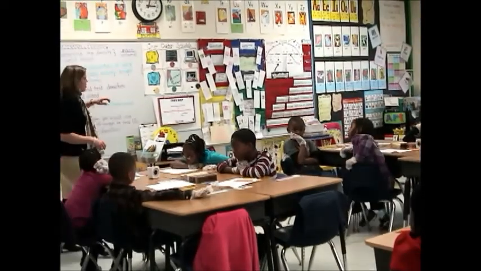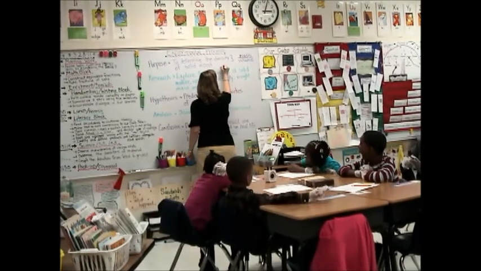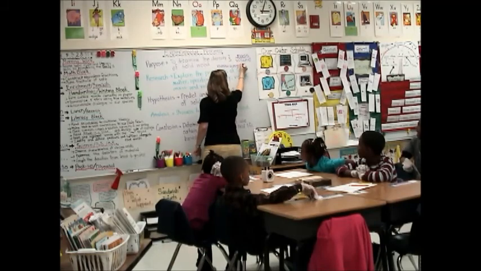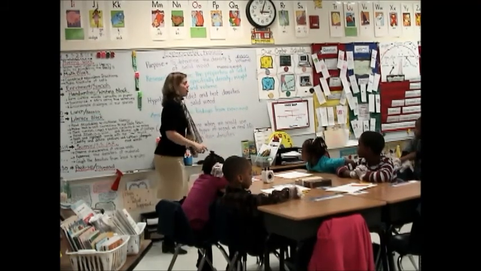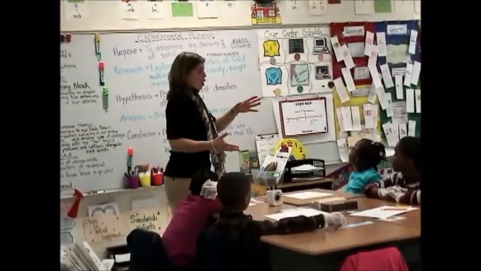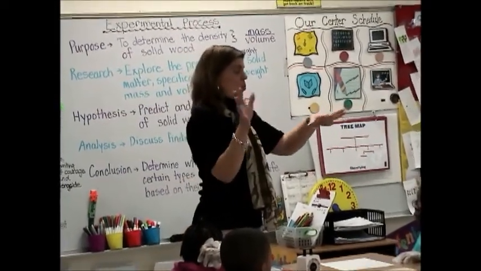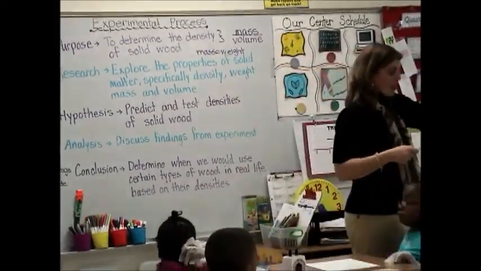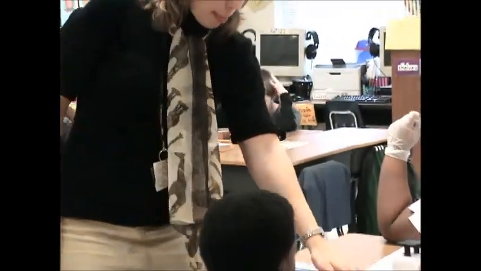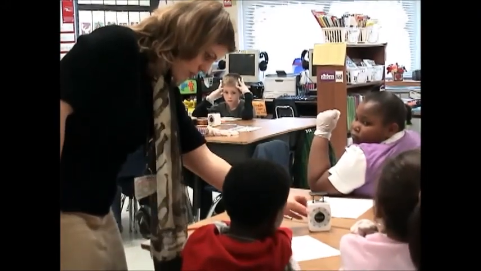So if we know mass equals weight here on Earth, can we find the weight of these pieces of wood? Yes. Whenever you measure, you need to use some type of what? Unit. And we have a tool on our table. Who can raise their hand and tell me, what is this tool called? Nehemiah, what is this? It's a scale.